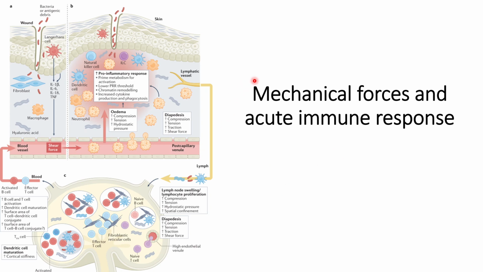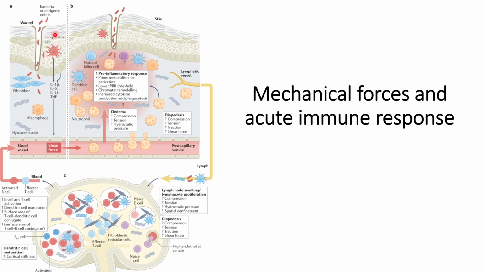In this video, we will discuss mechanical forces and the acute immune response. What is the relationship between them? We will start with panel A, where the skin observes danger signals. Examples shown here are when the skin is infected with bacteria or antigenic debris, or there is a wound, which triggers the danger signals and attracts Langerhans cells.